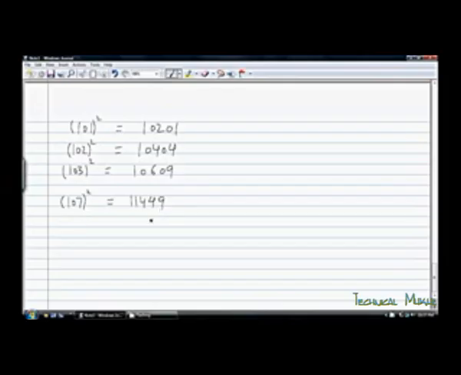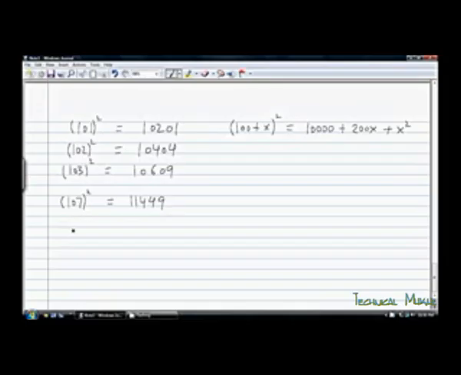So how do I come up with this formula? If you look carefully, (100 plus x) squared is equal to 10,000 plus 200x plus x squared.